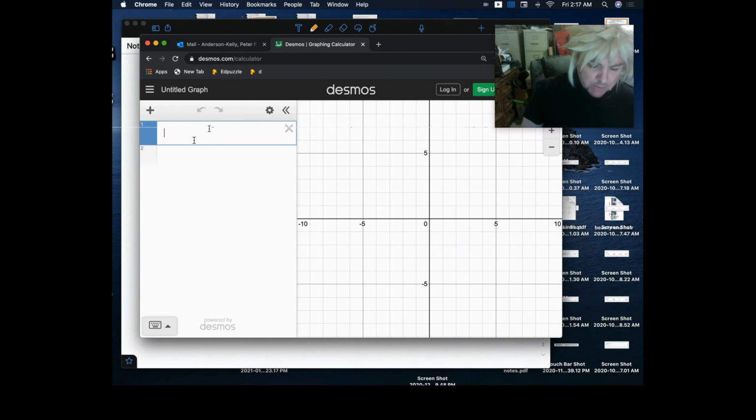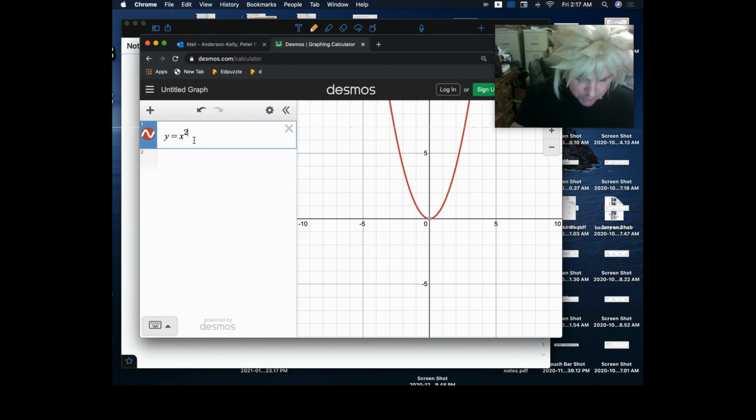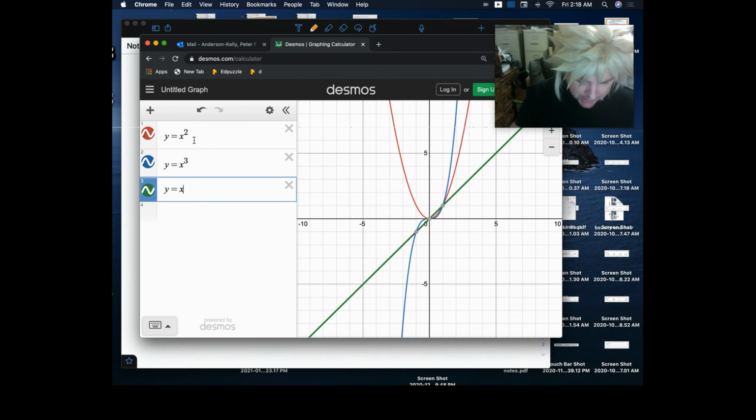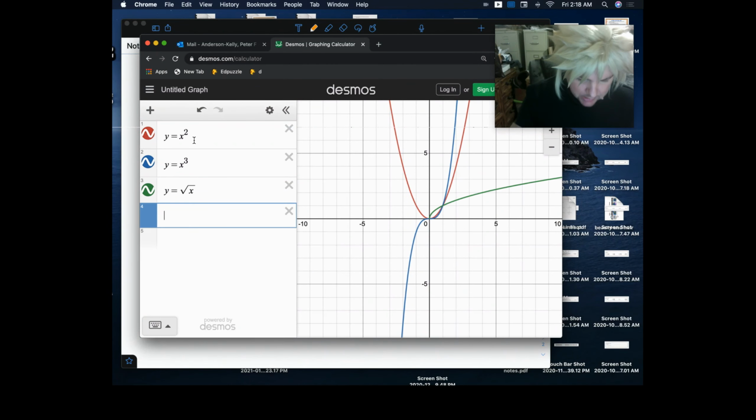So, we've been talking about a lot of graphs, I hear. Not we, but you and Mr. Anderson. And let's go through what all those graphs are. So we've talked about y equals x squared. You guys have talked about y equals x cubed. You guys have talked about y equals square root x. You guys have talked about y equals, what am I missing? 1 over x.